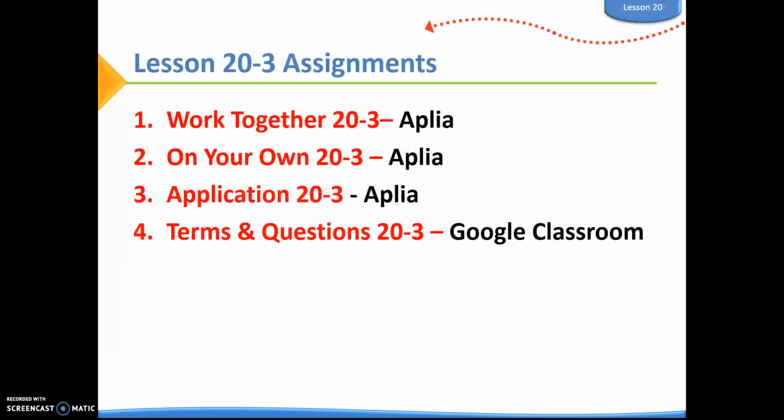So it's a very short lesson today, not very much. We're going to head over to 20-3, work together, and tackle that.